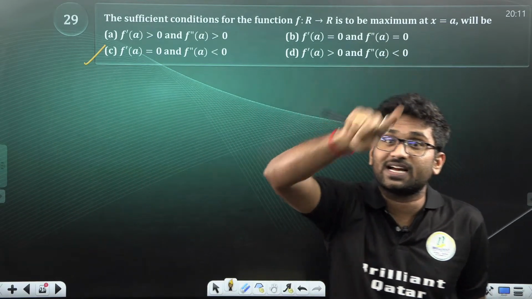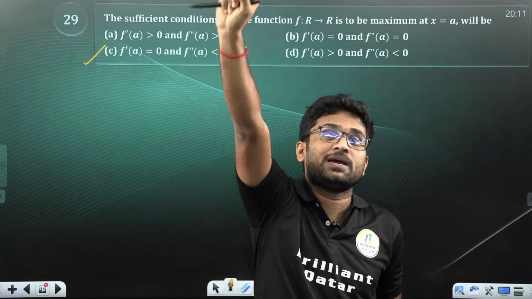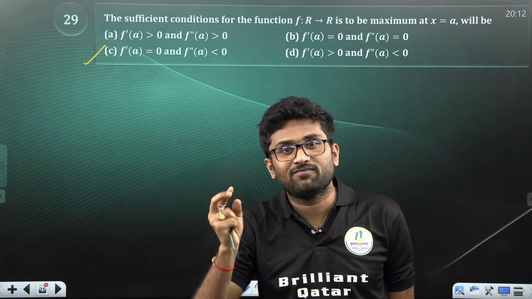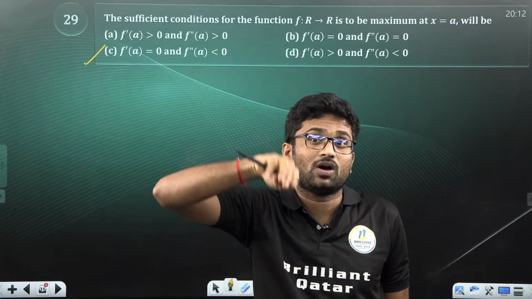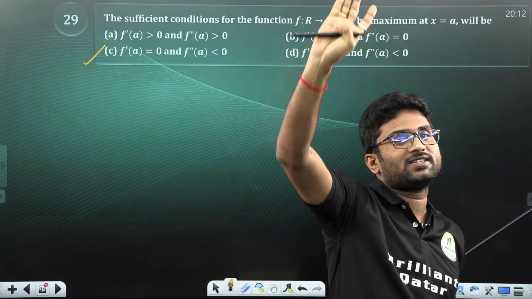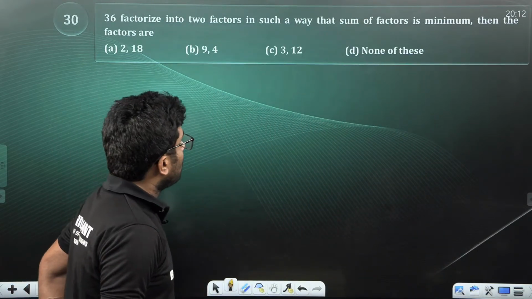I already said why the second derivative matters. The second derivative denotes the change in m with respect to change in x. That is what our second derivative, d square y by dx square, denotes. Last question for today's session.